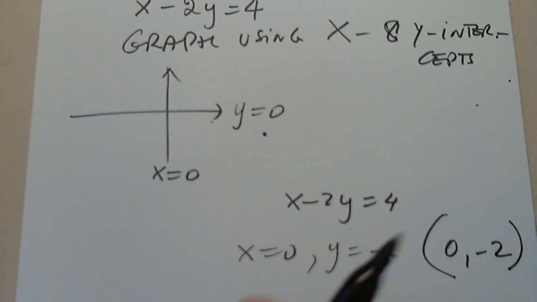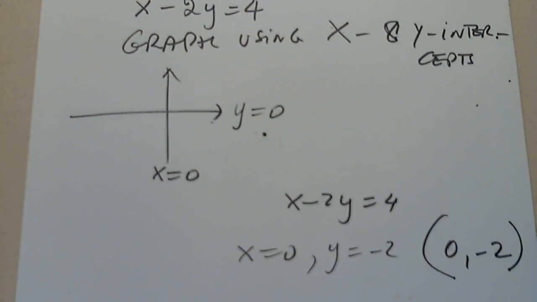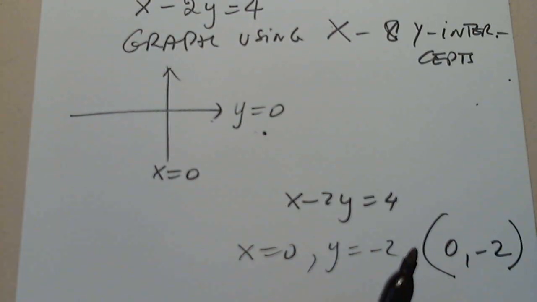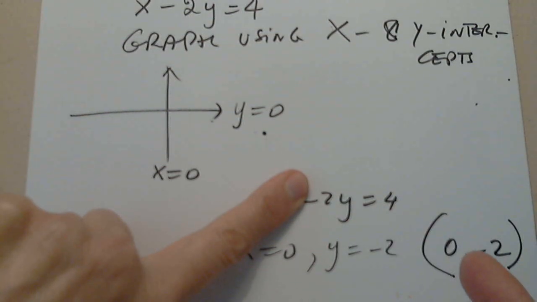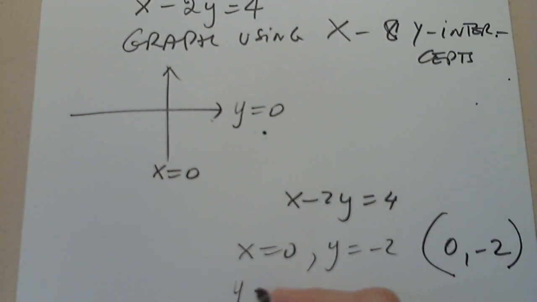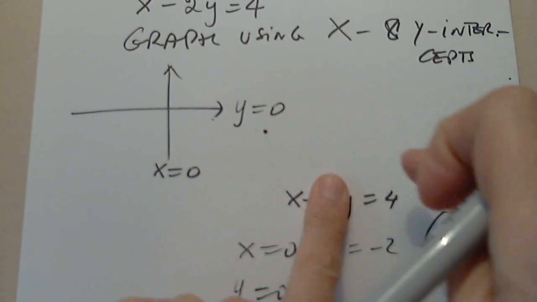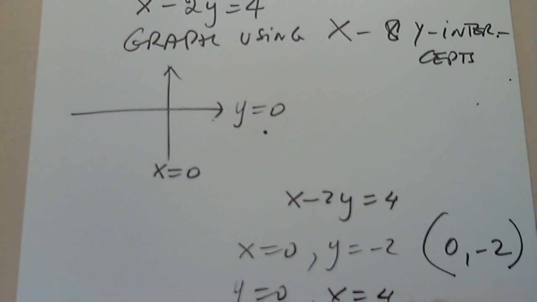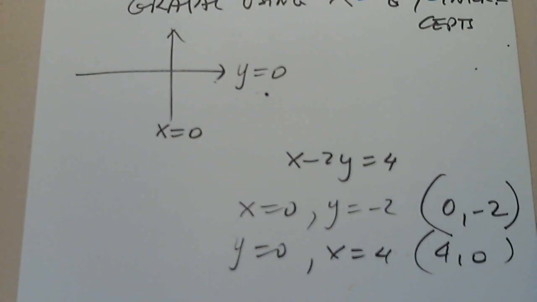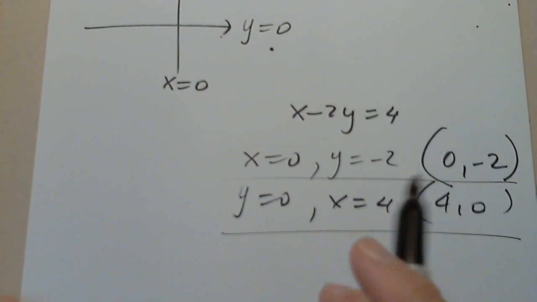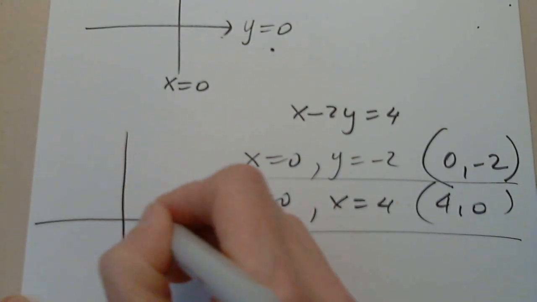Because students sometimes combine the two, and that's a tragedy. So, cover it up. When x is 0, y is negative 2. I found the point 0, negative 2. When y is 0, cover it up. x equals 4, and write the ordered pair right here, right now. You cannot create an ordered pair 4, negative 2. That will be a tragedy. Do not combine the two. They are different things.